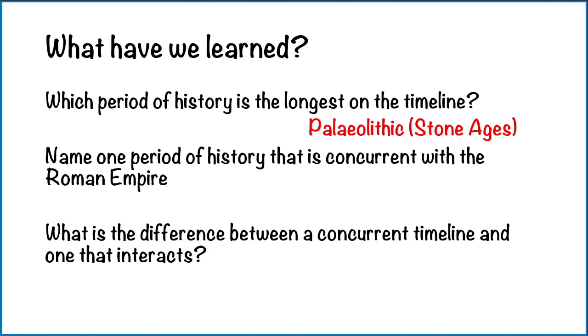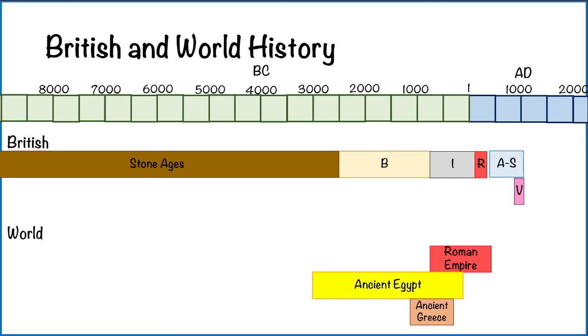Name one period of history that is concurrent with the Roman Empire. Let's have a look at our timeline for the answers. Here it is. I am going to put on a couple of lines so that we can find out. You can see that the Roman Empire is concurrent with the end of British prehistory, the Iron Age, ancient Egypt, and the ancient Greeks.